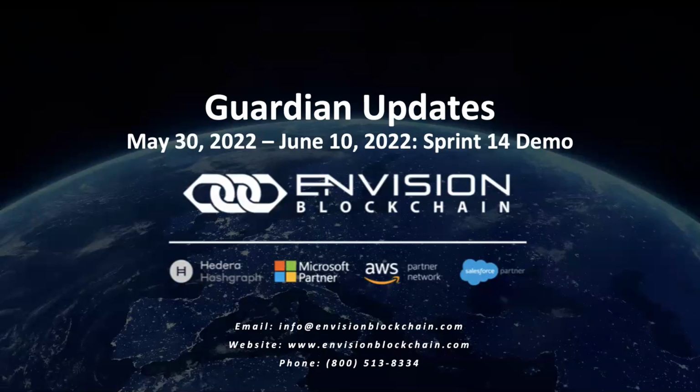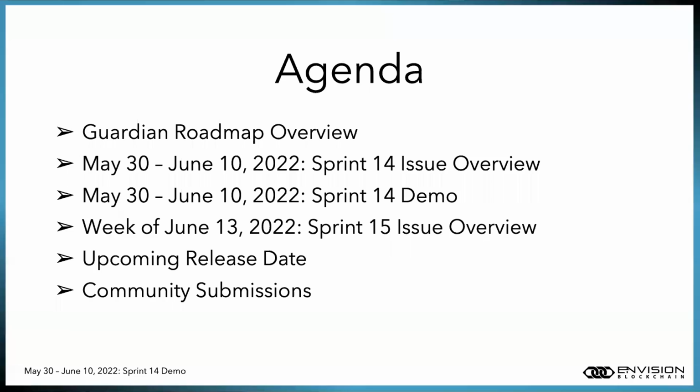Today we'll be giving you the Guardian update of Sprint 14 that lasted from May 30th to June 10th. Just a quick overview of the agenda. We are going to give you an update on the roadmap. We are also going to be reviewing the issues that we tackled in Sprint 14. We are going to give you a demo of the issues that we solved in Sprint 14.